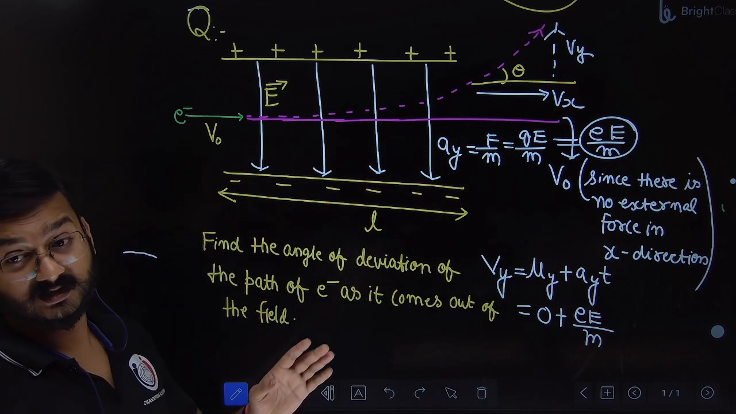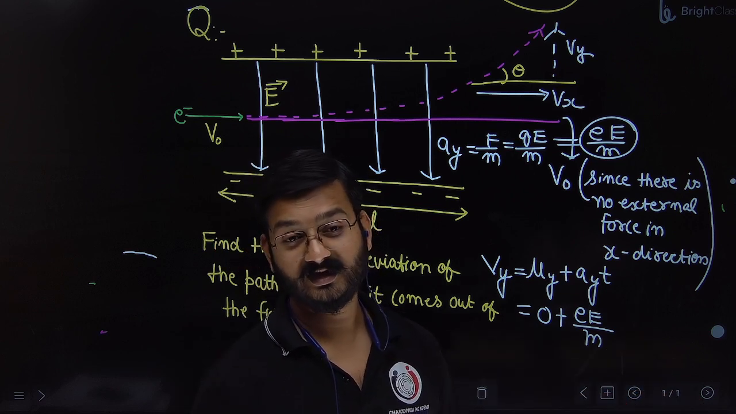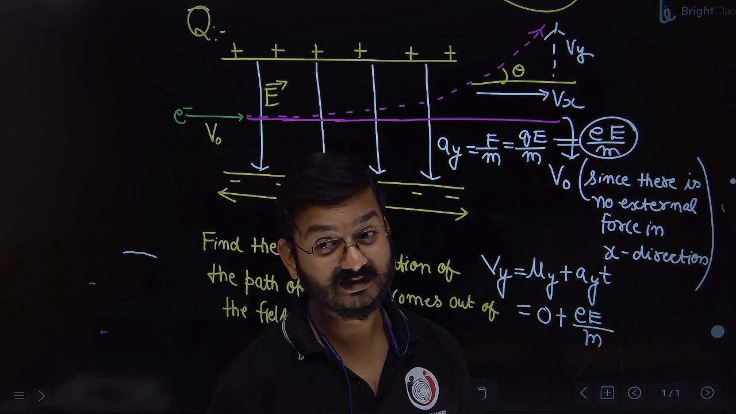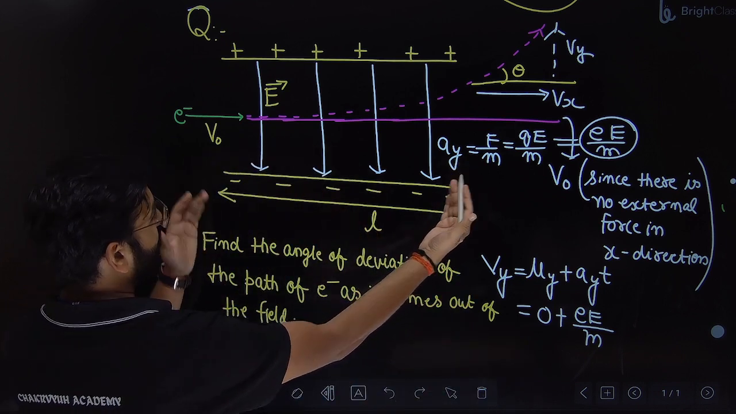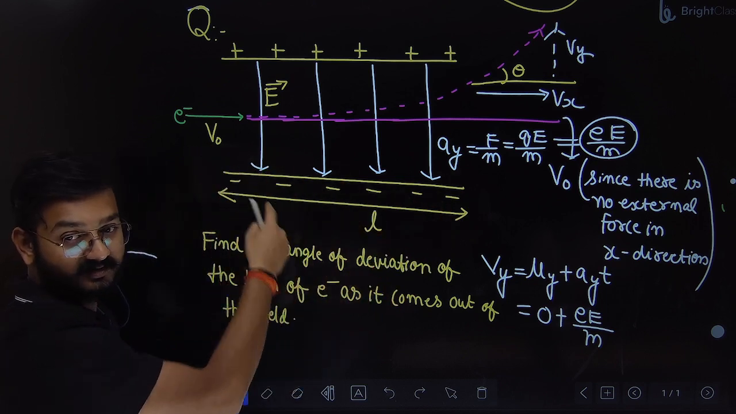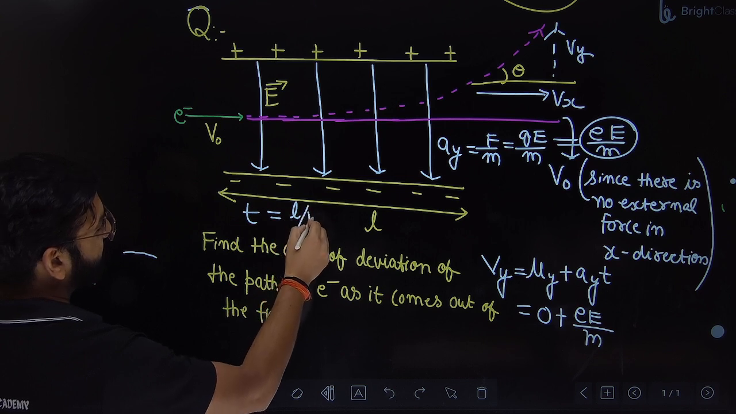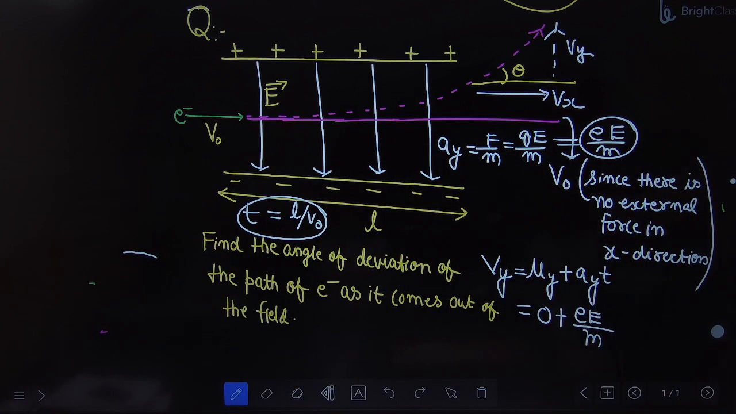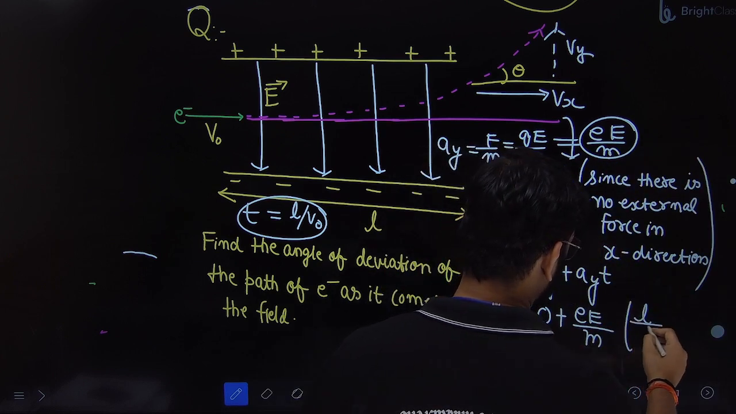Okay, one thing is left. What is that? Time. How will you find time? Distance by speed. What is the distance? L. What is the speed? V naught. So T will be equal to how much? L by V naught. Is it clear? Put the value. L by V naught.